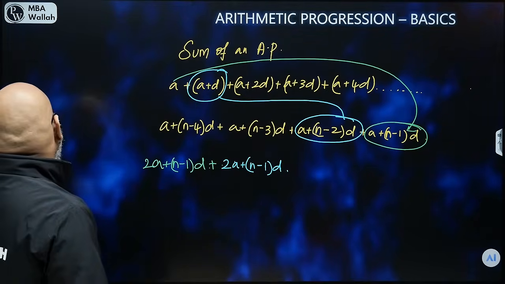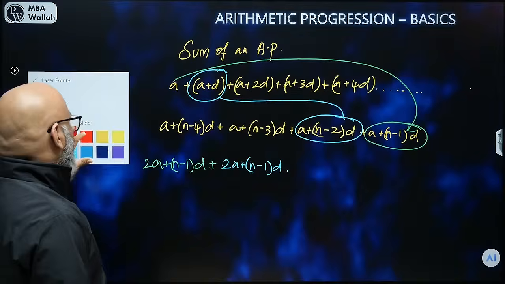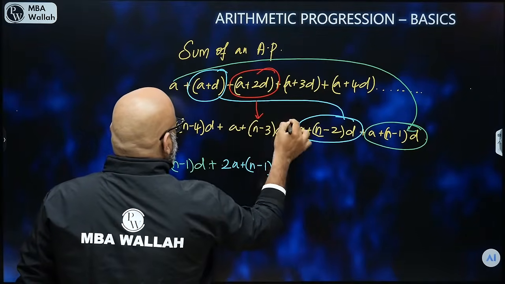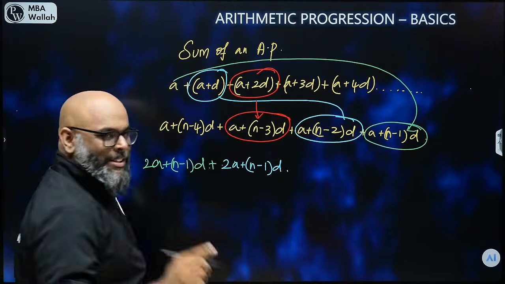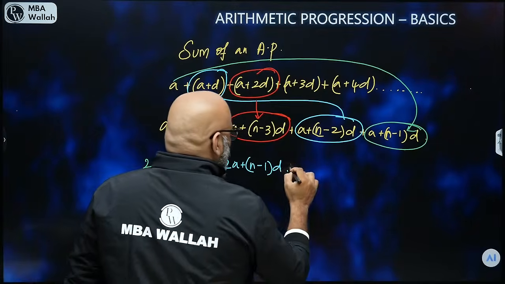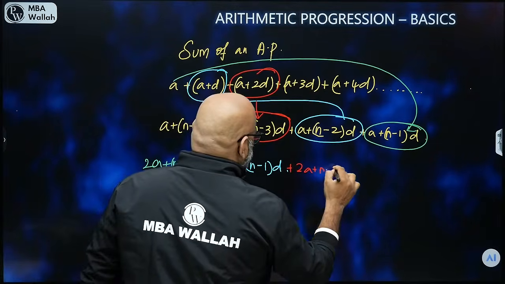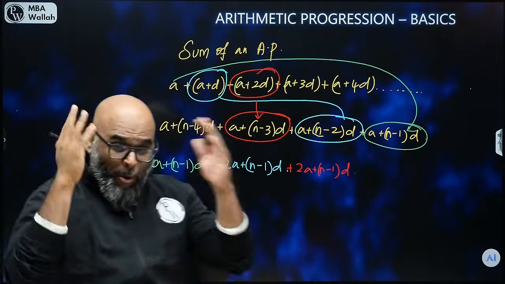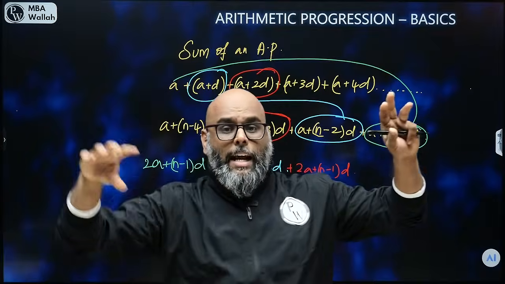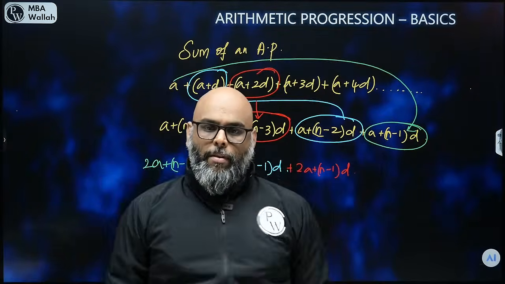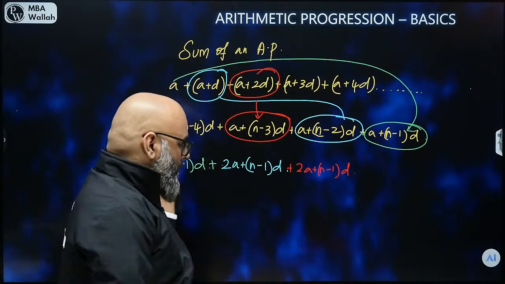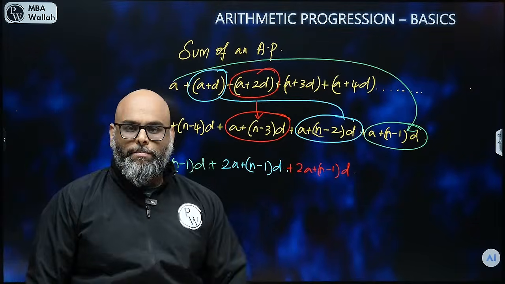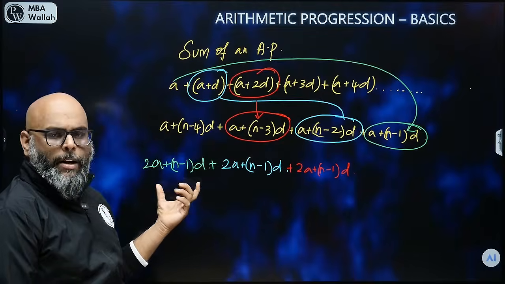I will do one more. If you add a plus 2d and then this, you will notice that you will again get 2a plus n minus 1 into d. Now think about this. If there are 10 terms in this AP, how many times will you get 2a plus n minus 1 into d?